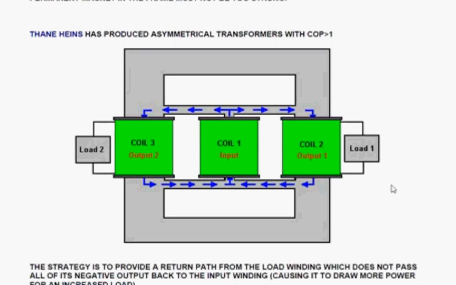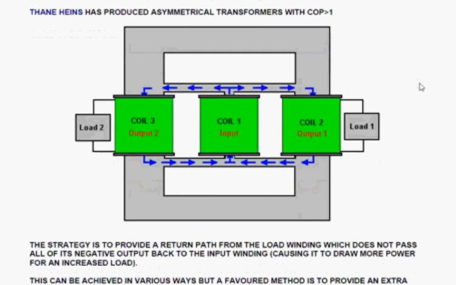Thane Hines has produced an asymmetrical transformer, and the COP, or coefficient of performance, is always greater than 1. This is a picture of one of the styles of his transformer design. He has put a thick outer ring of conducting magnetic frame around the outside, and he has two output coils. Coil number 3 is one output, coil number 2 is another output, and coil number 1 in the middle is an input coil. And he's got two output loads, load number 1 and load number 2.